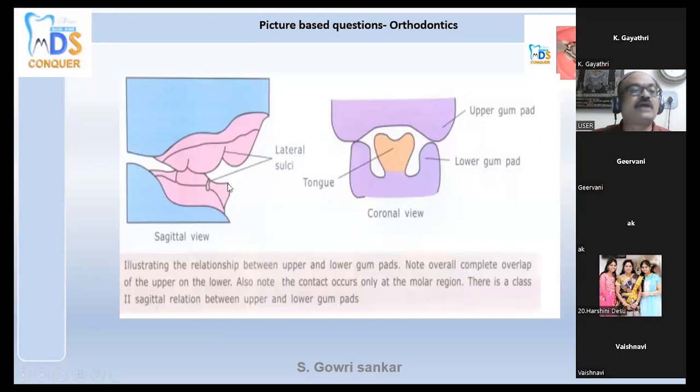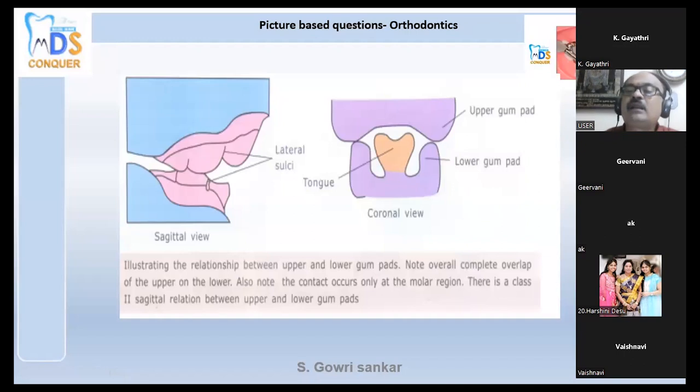Of course, you have told it correctly. There will be overjet, there will be open bite, and it is the lateral sulci between the upper and lower gum pads that decide the relationship. Usually, no class 3 condition will be seen in the gum pad period.